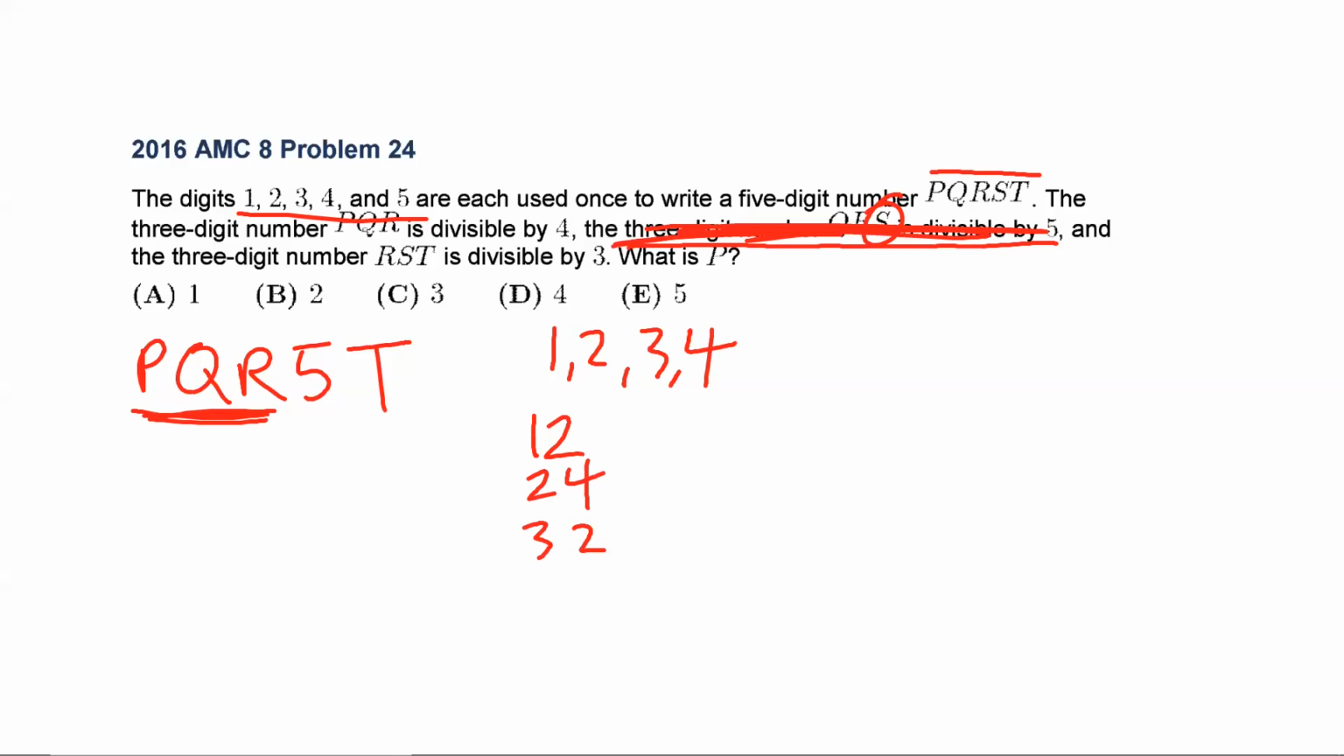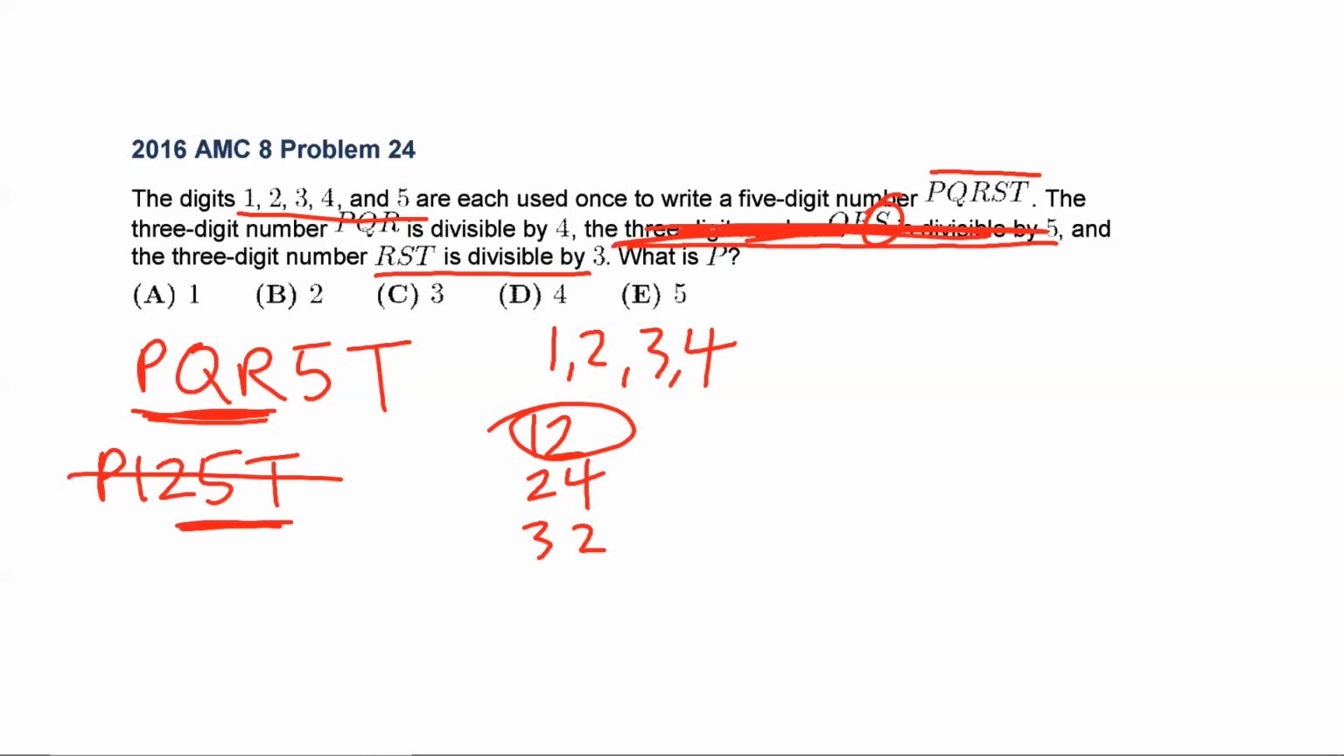So if we plug each of these in for QR, for example, if we plugged in 12, we would get P, 1, 2, 5, T. And at this point, we have either 3 or 4 left over. So since they say RST is divisible by 3, R plus S plus T, or these 3 numbers added together, has to be a multiple of 3. So 2 plus 5 is already 7. So to get to another multiple of 3, adding 3 or 4 would not work. So you would know that this is not the answer.